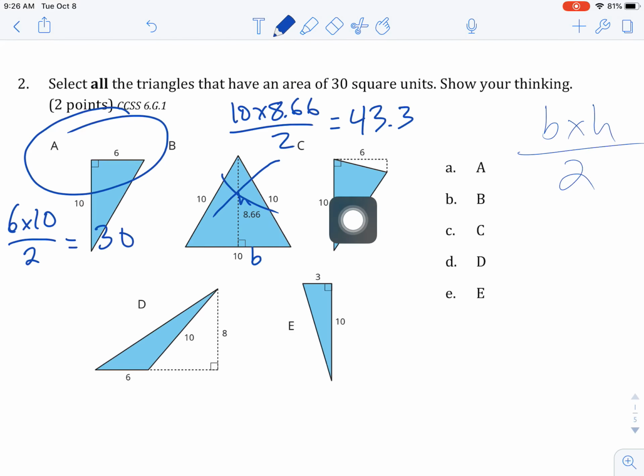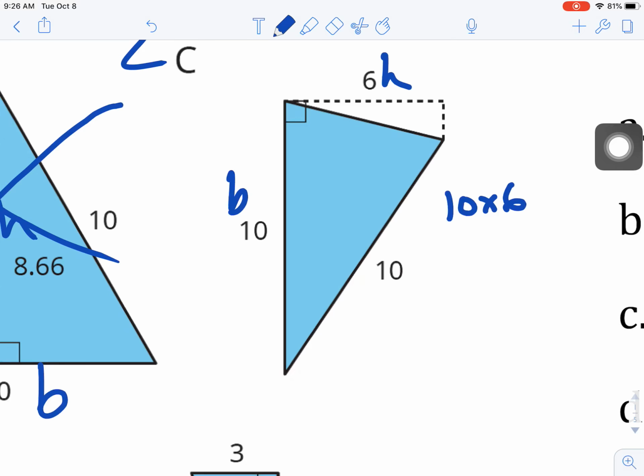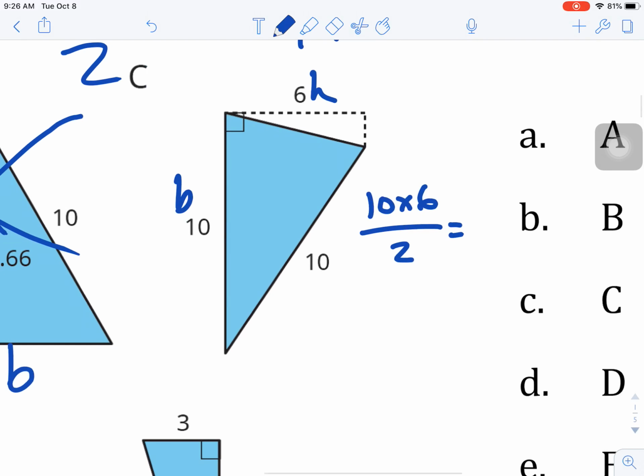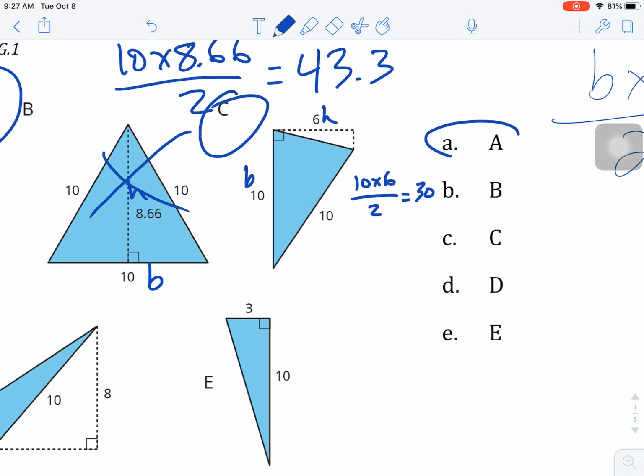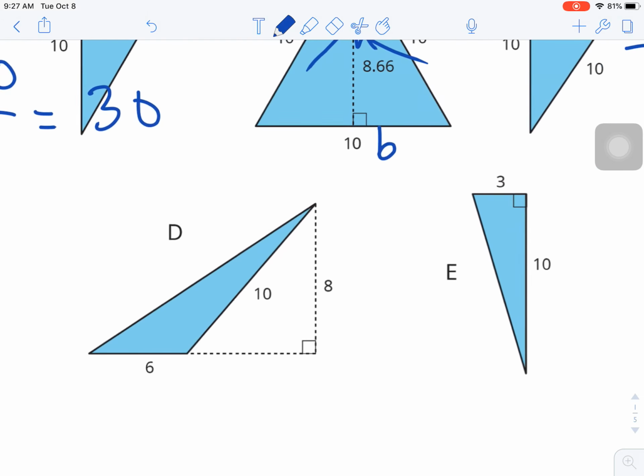Go to C. When you look at this triangle, your base is going to be right here. So your height is where the 90-degree angle is made, which is 6. So that's 10 by 6 divided by 2, which is 30. So that one works. So far we have A, C. Okay, we can check these next two.